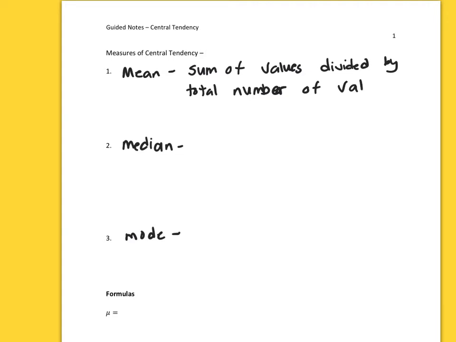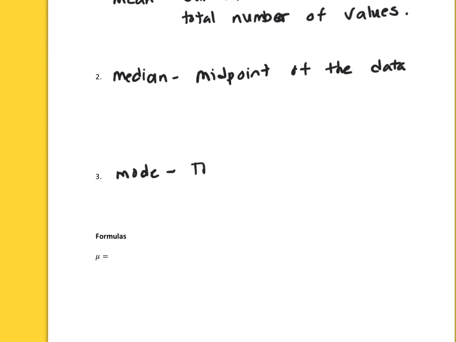My handwriting's getting sloppy. I need to be neater. Midpoint, well, the median is your midpoint of the data. We're going to do examples of each. And your mode is the value that occurs most often in the data.